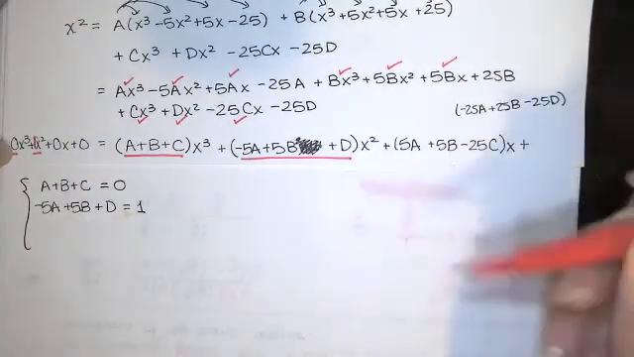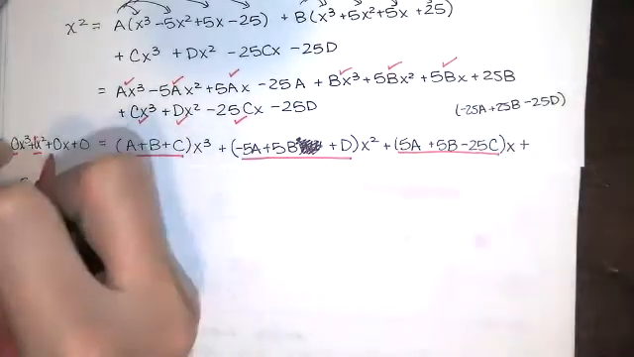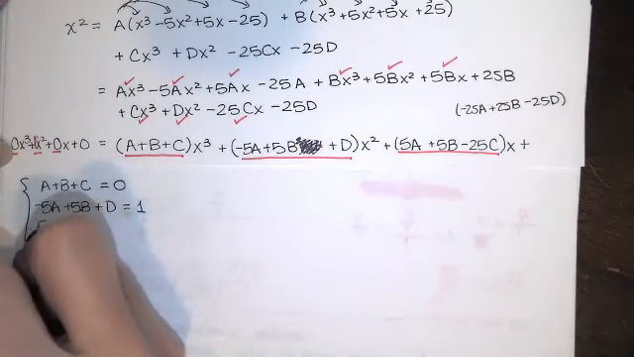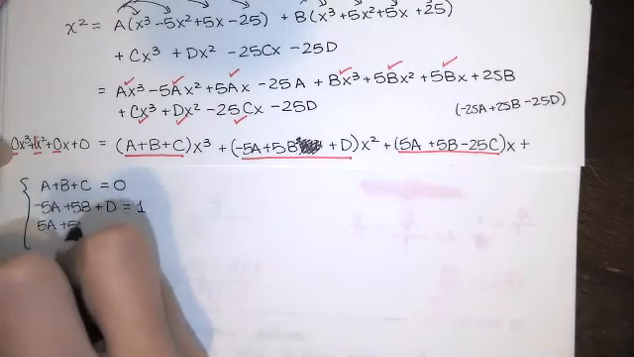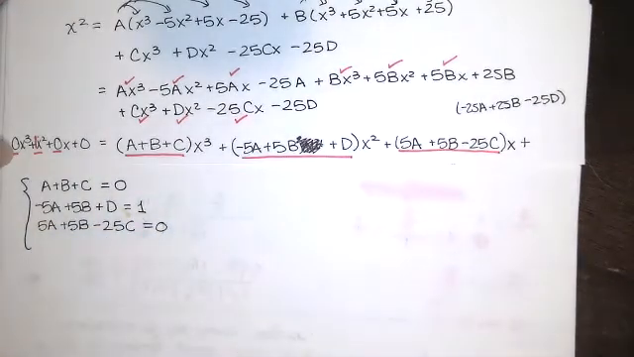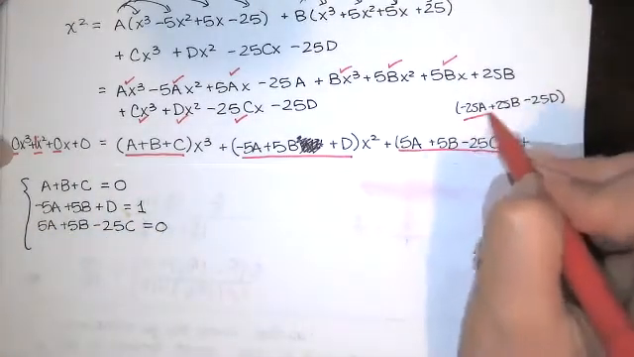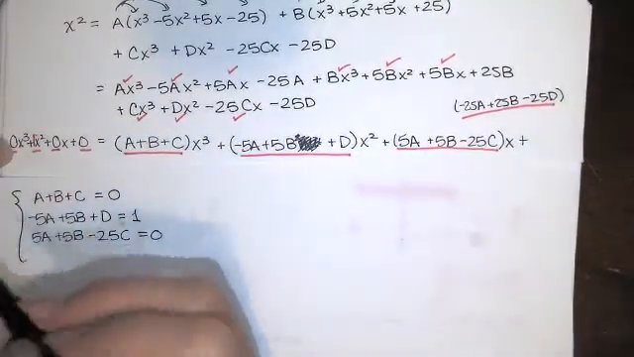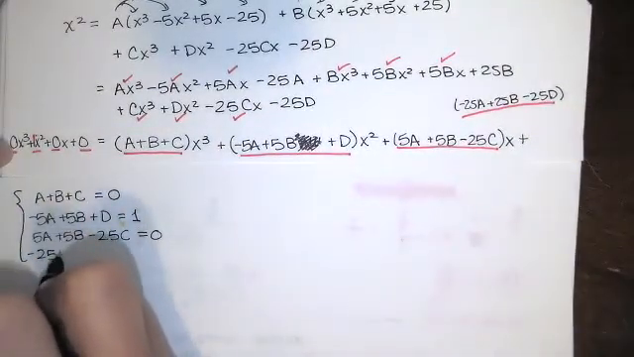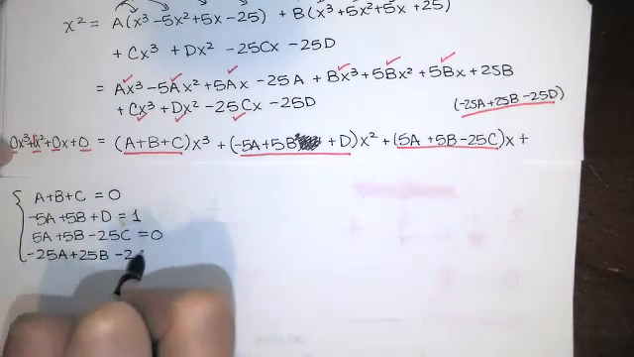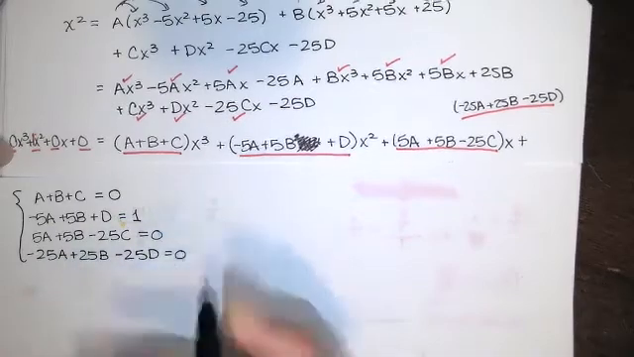And the coefficient of the x term on this side has to equal the coefficient of the x term on that side. So 5a plus 5b minus 25c must be 0. And then lastly, our constant term on this side has to equal the constant term on this side. And the constant was negative 25a plus 25b minus 25d equals 0.